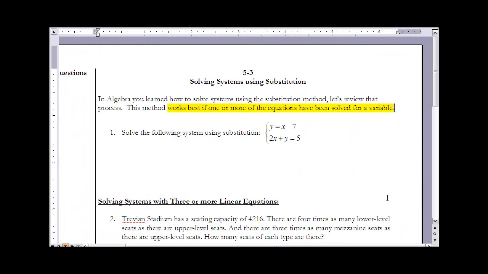Okay, these are the notes for section 5.3, solving systems using substitution. If you haven't done so already, make sure that you pause the video at this time and go back and read 5.3 before moving on with these notes.